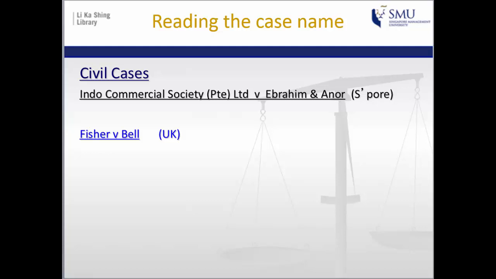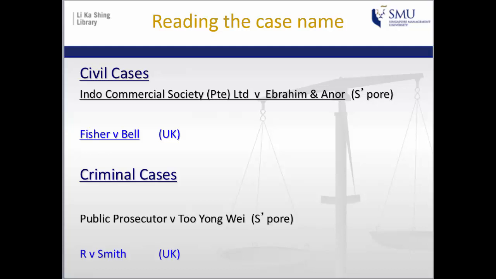Besides civil cases, there are criminal cases. In a criminal case, the state brings an action against an individual or organization. Here you can see an example of a Singapore criminal case name. In Singapore, criminal cases are generally prosecuted by the public prosecutor. In the UK, criminal cases are prosecuted by the Crown, which is always represented by R for Regina, which is Queen, or Rex, which is King.